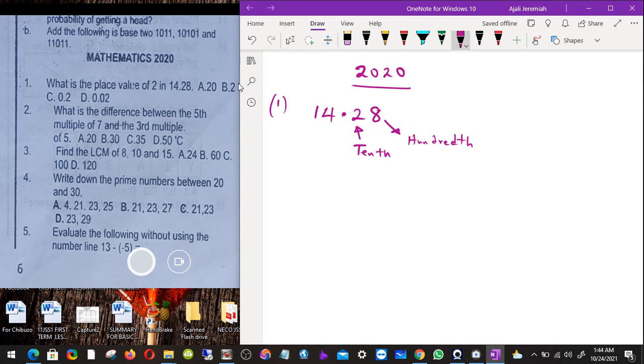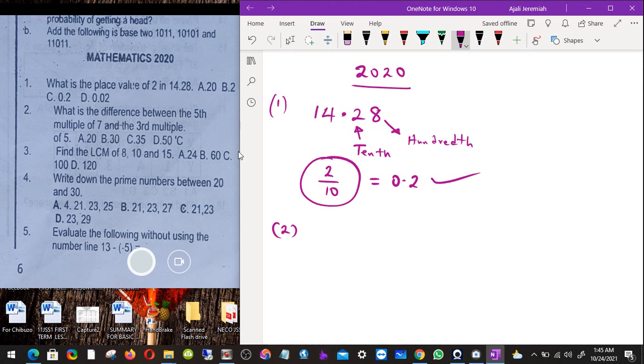It continues. So if this is the tenth, what it means is 2/10, and if it were 8, that would be the hundredth, and that will be 8/100. But for 2, which we are concerned with, is the tenth, and that is 2/10. Take note, after the point, the first place value here is tenth. And 2/10 is 0.2. That's option C.